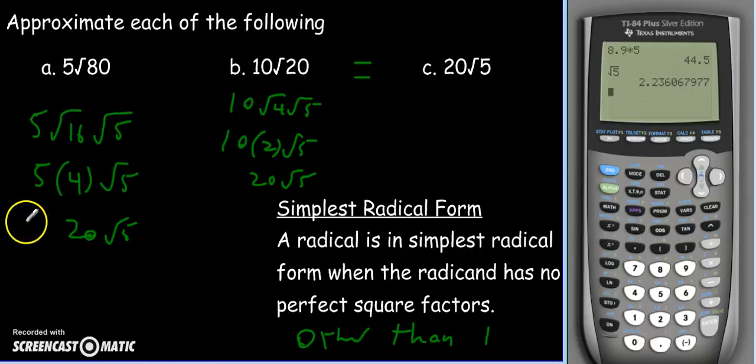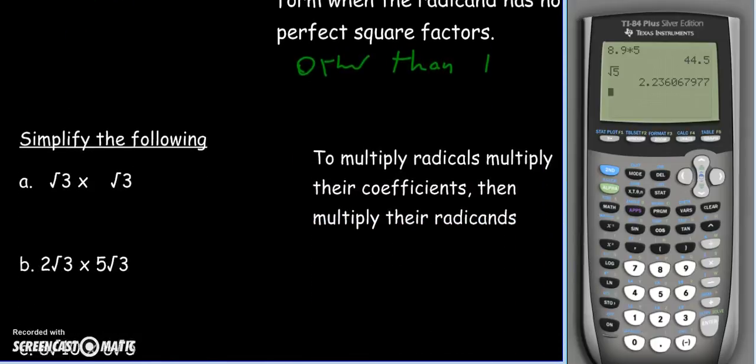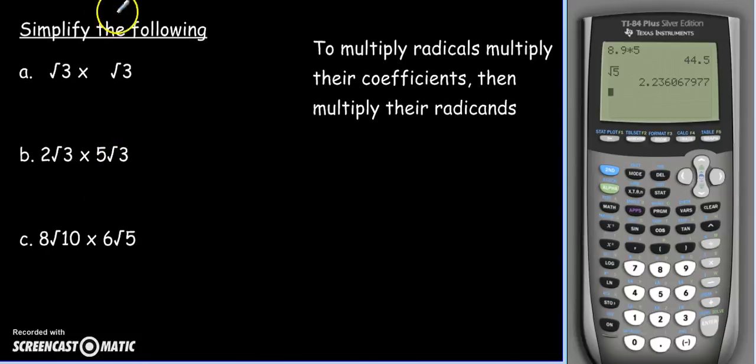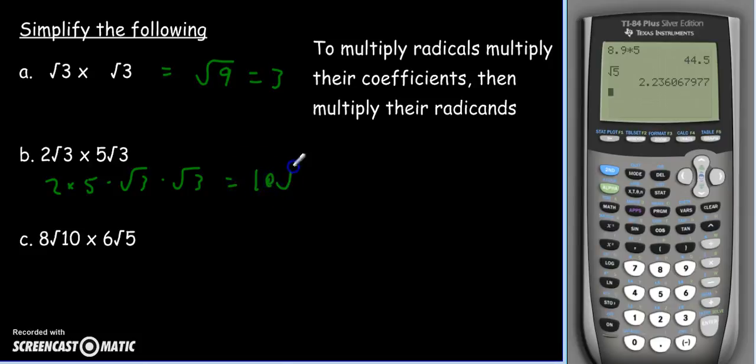Alright, so let's take a look at a couple more examples. A couple more things to know. We're going to simplify these based on what we just saw. Radical 3 times radical 3 is radical 9, which is 3. 2 radical 3 times 5 radical 3. Based on what we saw in the previous video, we can rearrange these to be 2 times 5 times radical 3 times radical 3. So that is 10 radical 9, which is 10 times 3, which is 30.